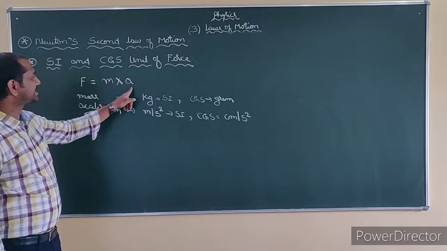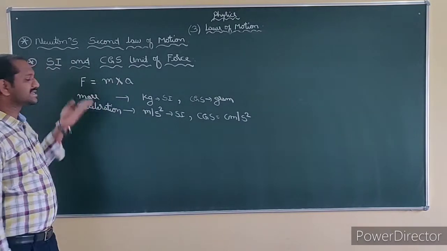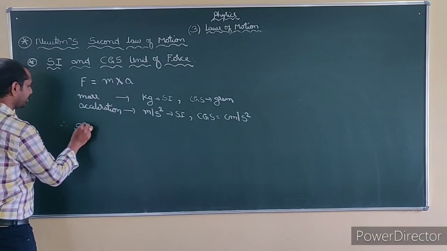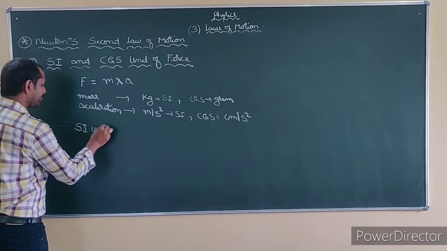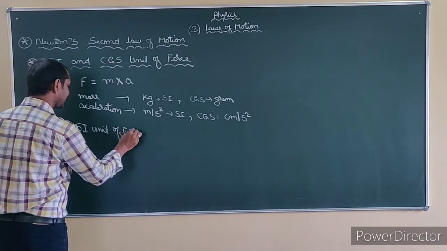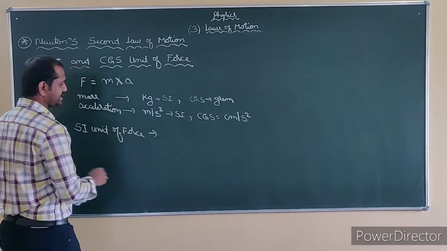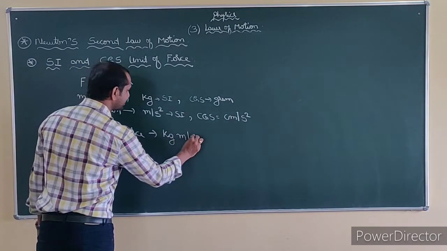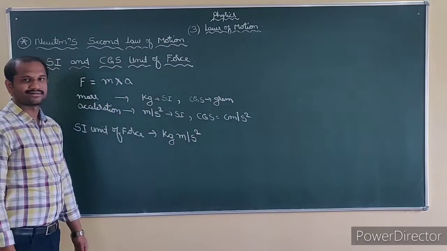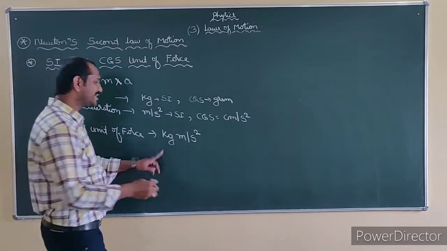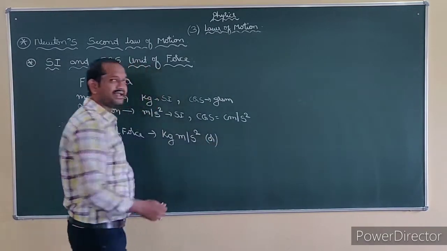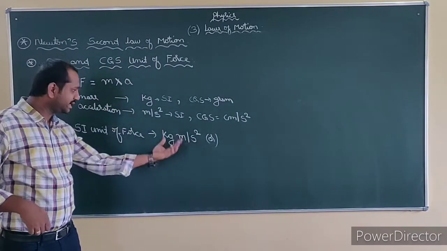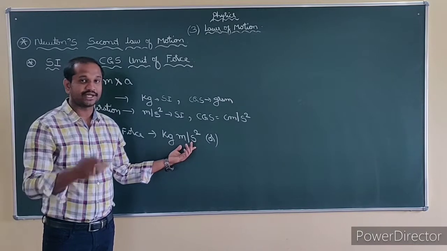See, if you know the units of mass and acceleration, you can write the SI unit of force easily. Now, therefore, the SI unit of force. What is it? kg meter per second square. We don't always use this unit. Whenever you see force, instead of kg meter per second square, you can write another unit. This is correct. This is the SI unit.